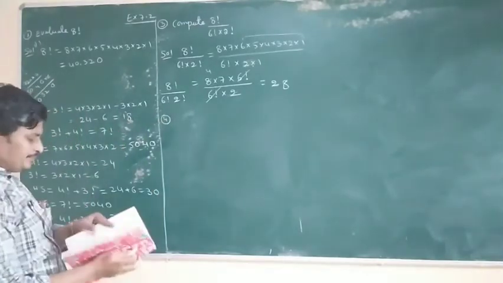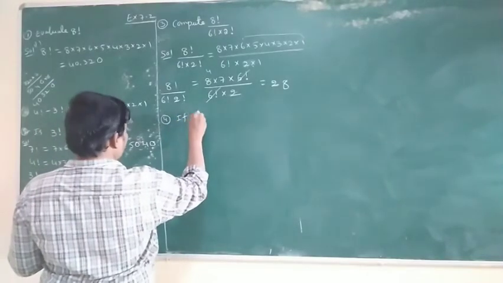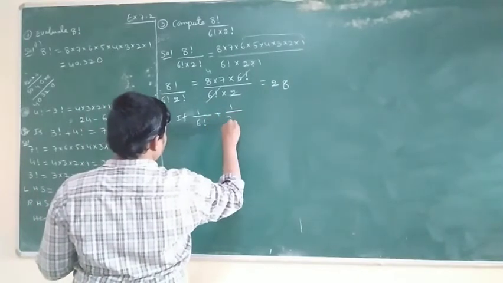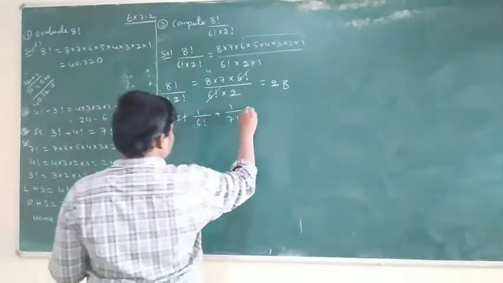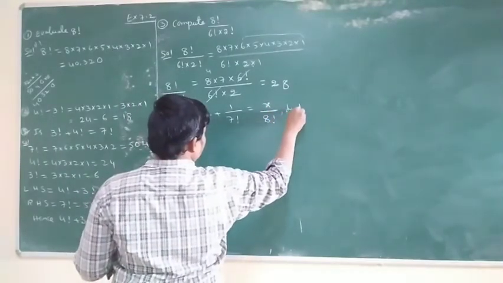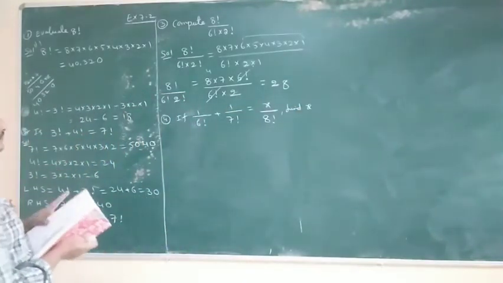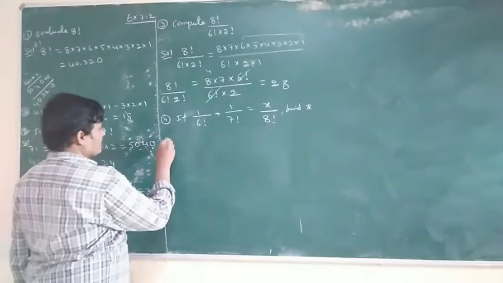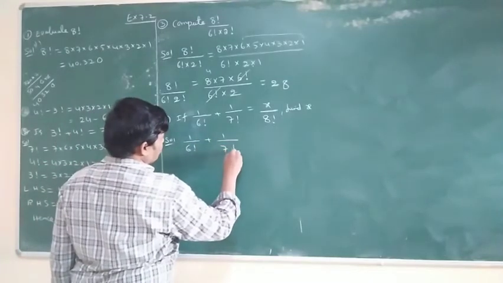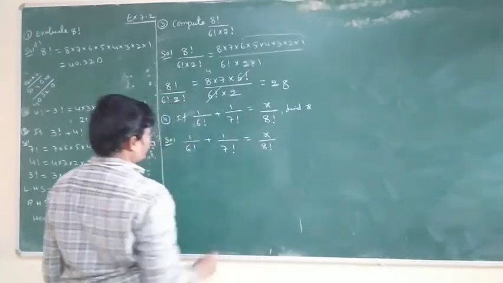Fourth problem. If 1 by 6 factorial plus 1 by 7 factorial is equal to x by 8 factorial, find x. Solution: 1 by 6 factorial plus 1 by 7 factorial is equal to x by 8 factorial.